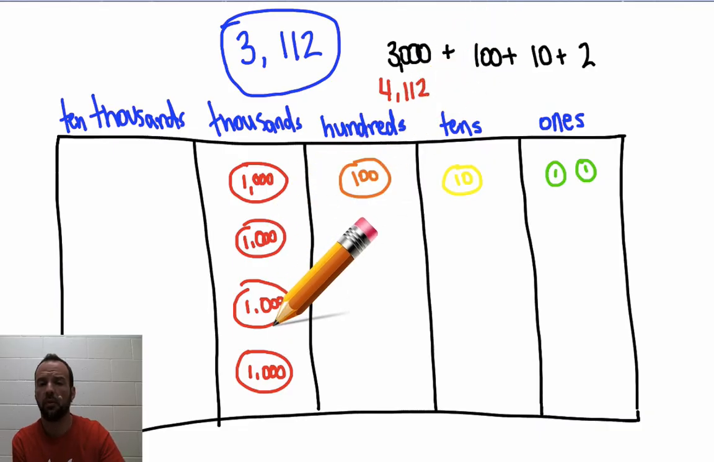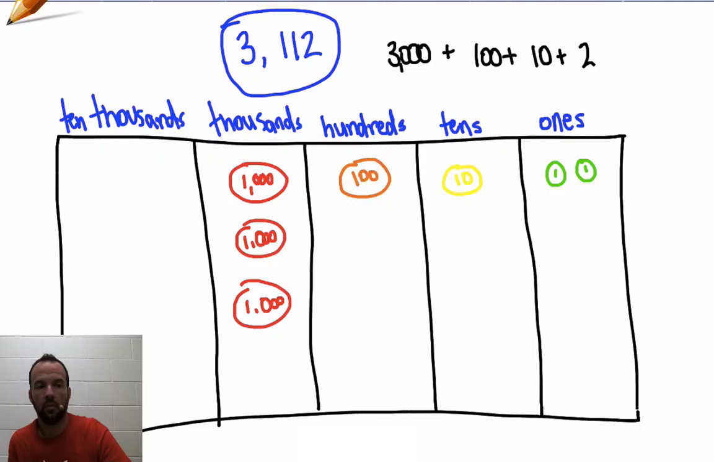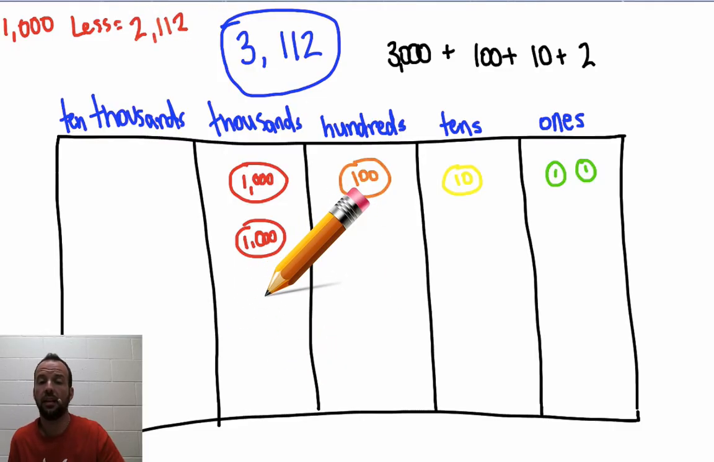I just added in one more 1,000, so that guy would increase by 1. What would 1,000 less than 3,112 be? So if I go up 1, it's going to go to 4,112. What if I had 1,000 less? What would that be? Well, 1,000 less would be 2,112. Because if I took out one of these thousands, now I only have 2,112. Okay? Easy enough. You guys with me so far?